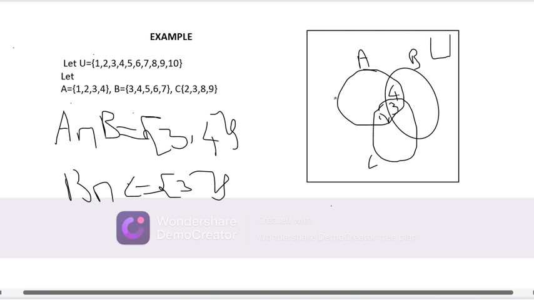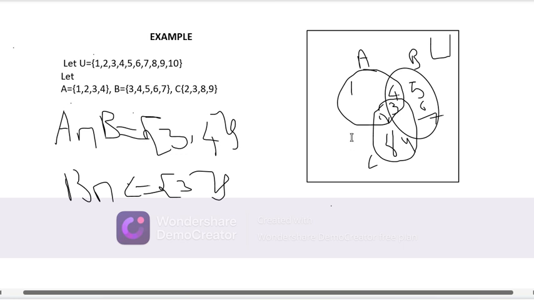Now we can go to their individual parts. In A, there is 1. 2 we have already put, 3 we have already put, 4 we have already put. We go to B. In B, there is 3, 4 we have already put. 5 is not there, so we put 5 here, then 6 and 7. What about C? In C, there is 2, 3, which are already there, then 8 and 9.